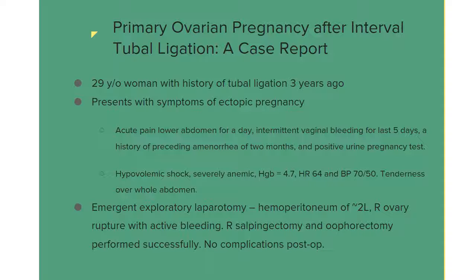She presented with the following symptoms: acute pain on the lower abdomen for a day, intermittent vaginal bleeding for the last 5 days, a history of preceding amenorrhea for 2 months, and a positive urine pregnancy test. Patient was in a state of shock, severely anemic. Her hemoglobin was 4.7, heart rate 64, blood pressure 70/50. There was tenderness over the entire abdomen. Intraoperatively, there was a hemoperitoneum of around 2 liters. The right ovary was ruptured with active bleeding. A right-sided salpingectomy and oophorectomy was performed successfully, and there were no complications post-operatively.